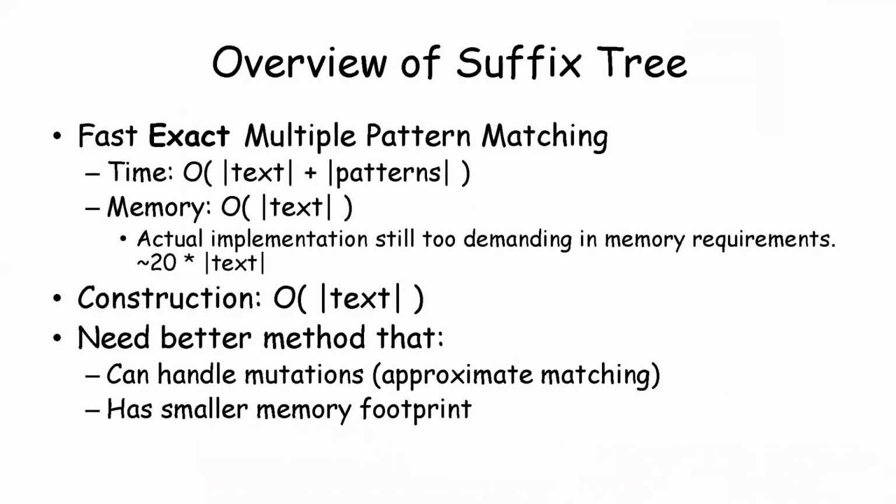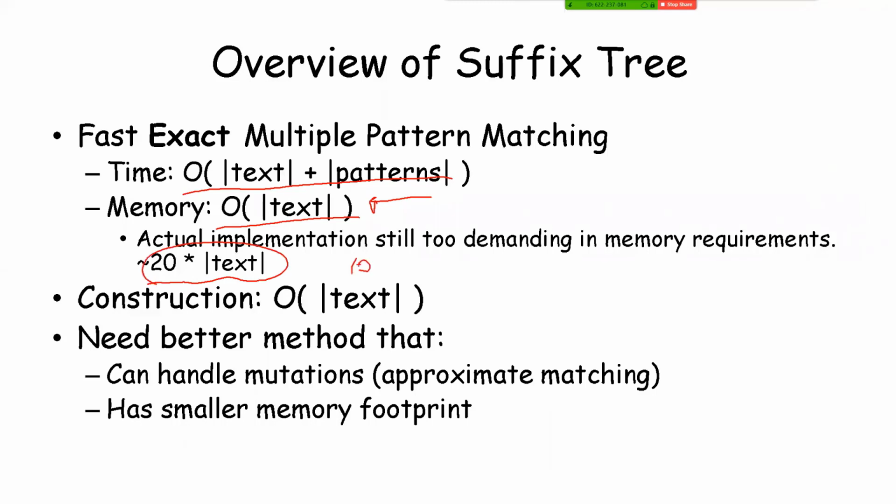Let's look at an overview of the complexity for the suffix tree. It allows us to do fast, exact matching of the patterns, or finding the patterns. The time requirement is the length of the genome plus the total length of the patterns. The memory requirement is the length of the genome. Even though this is small, there's some overhead in the data structure itself. So roughly, you would need 20 times 10 to the power 9 amount of RAM.